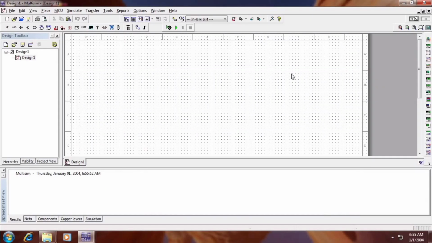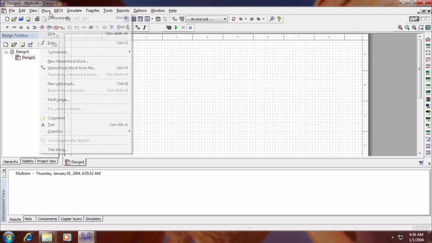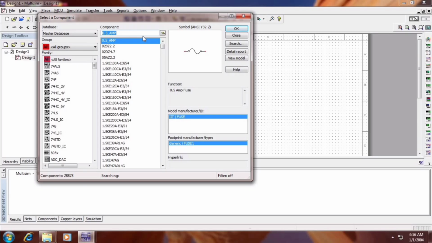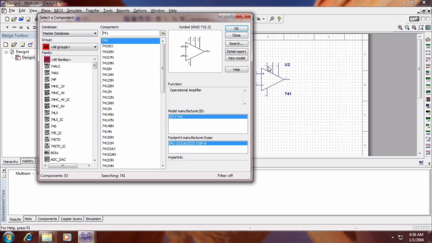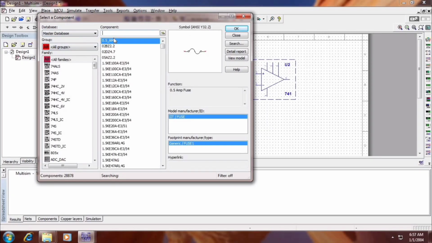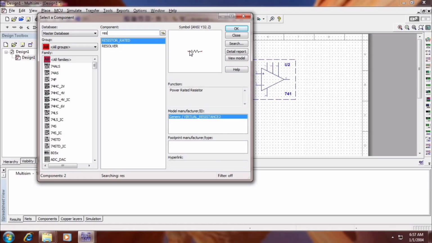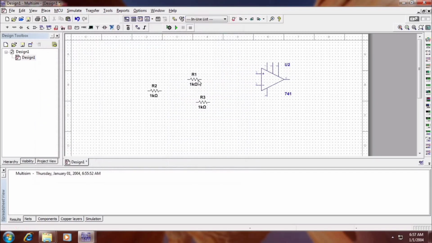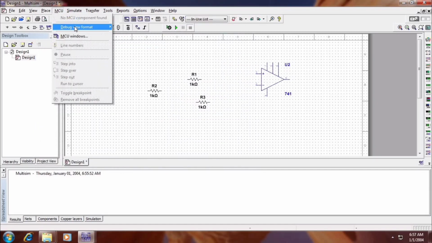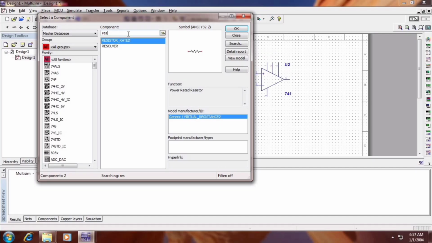So next we are going to see the simulation of the Schmitt trigger using multiSIM. So for that, go to the place component. In that you type 741 and you select the op amp. Next you go to the resistor, and I require nearly 3 resistances. Then I require a DC supply. So for that we go to place component, and in that you select VCC and VEE.